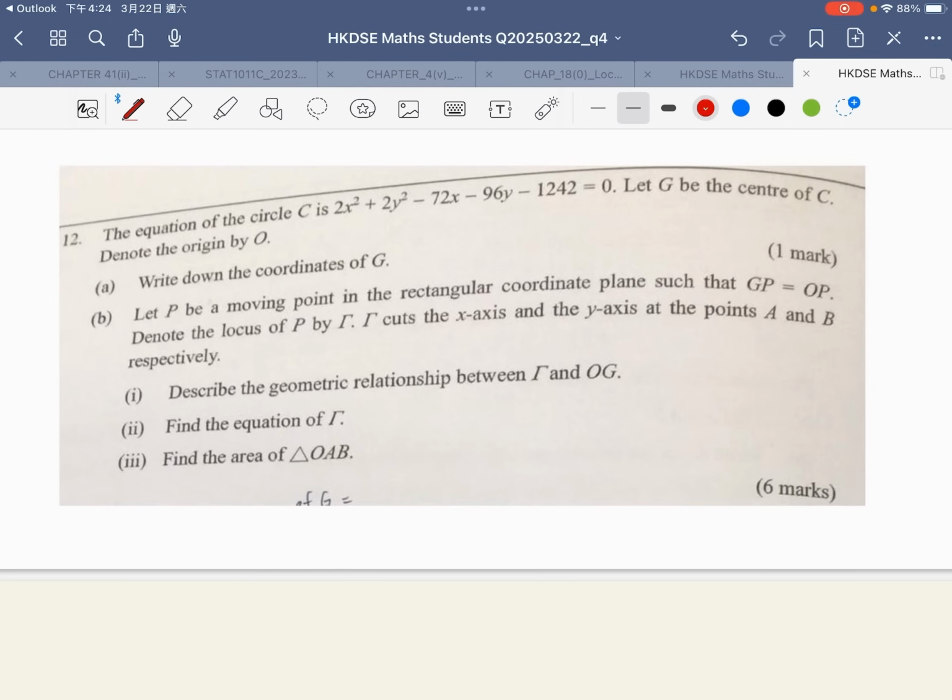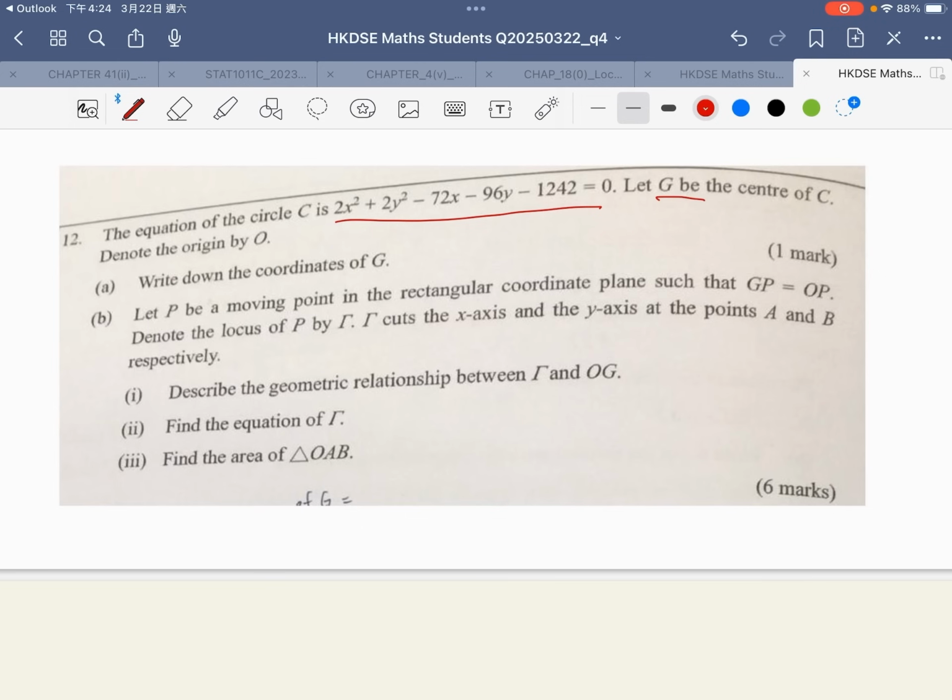This question is from one of my students, and it is a mock exam question. It is a circle equation problem. Let's look at this question. The equation of the circle is not in general form. I have to divide both sides by 2.